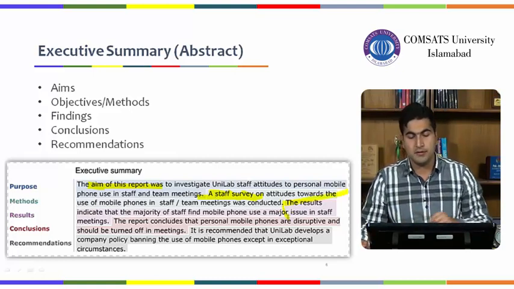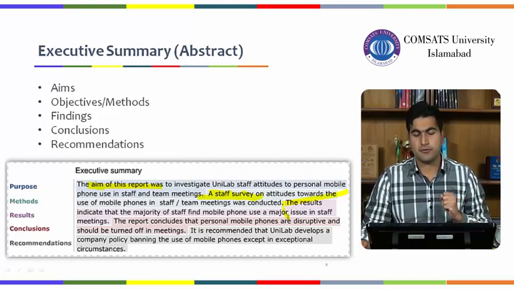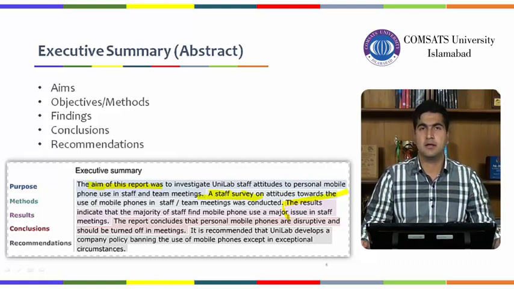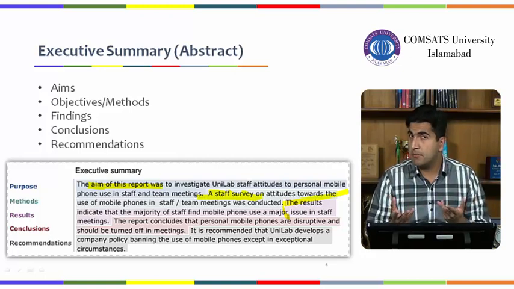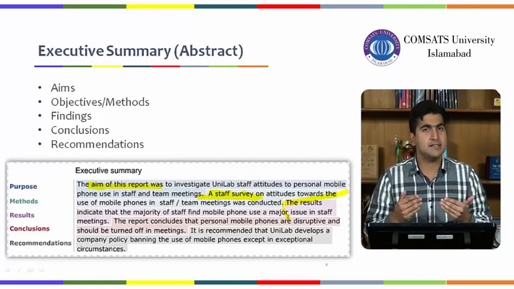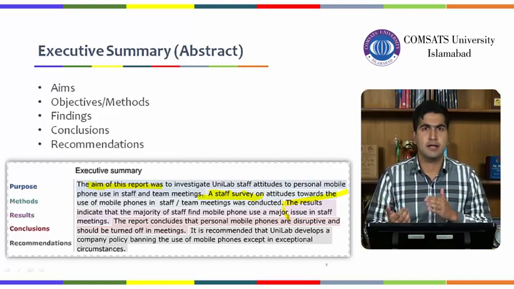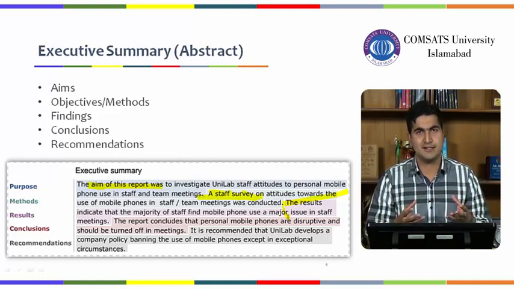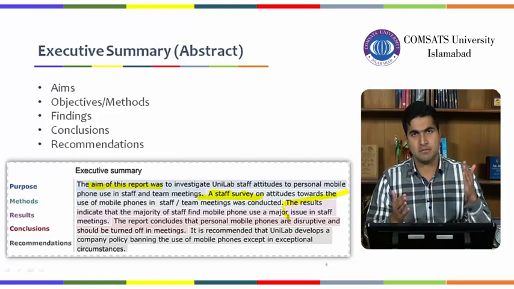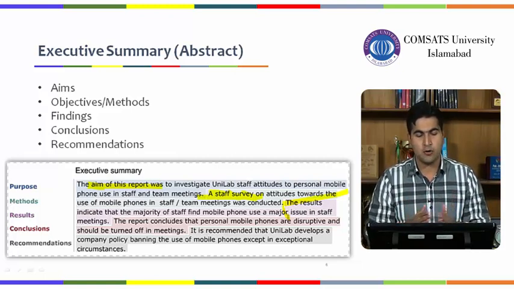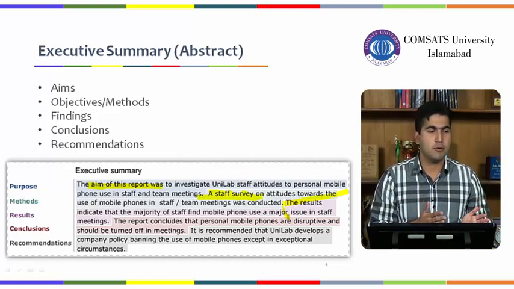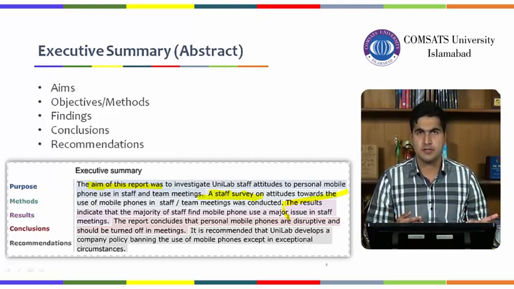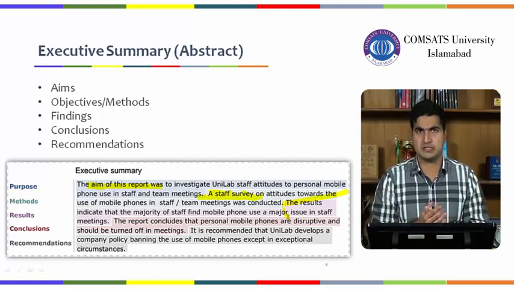Starting from this point, the results indicate that the majority of staff find mobile phone use a major issue in staff meetings. So the results have indicated certain points. And where did the results come from? The analysis that you have carried out, and the analysis came from the data collection. So everything is linked, moving in a sequence. Now if we move to the next step, after you have got the results, is that it? No, you try to come up with some conclusion as well.